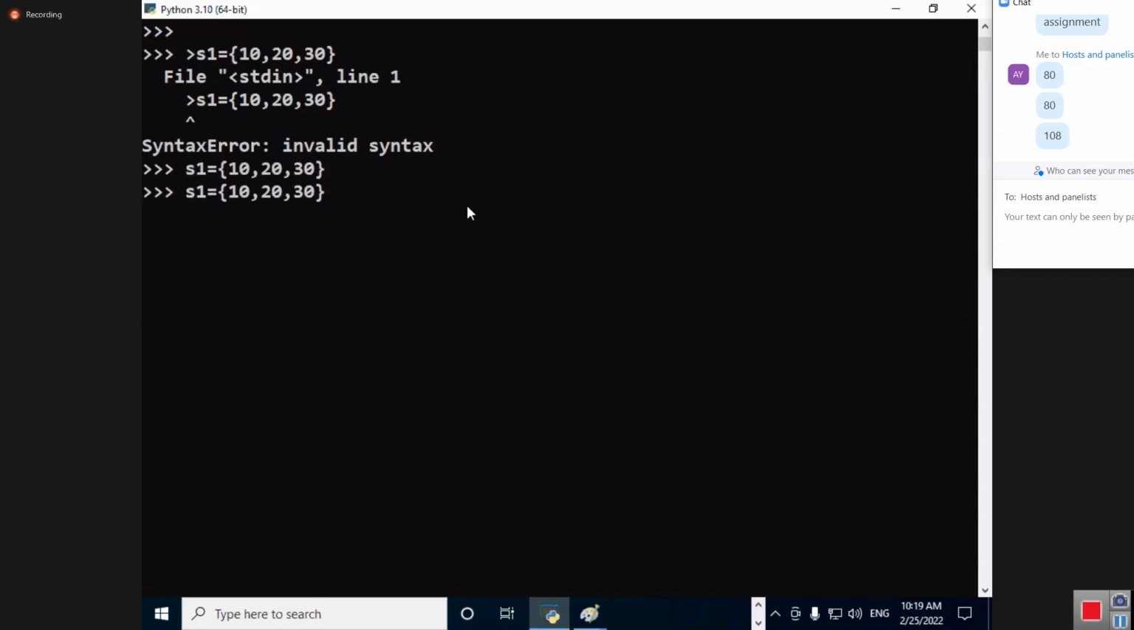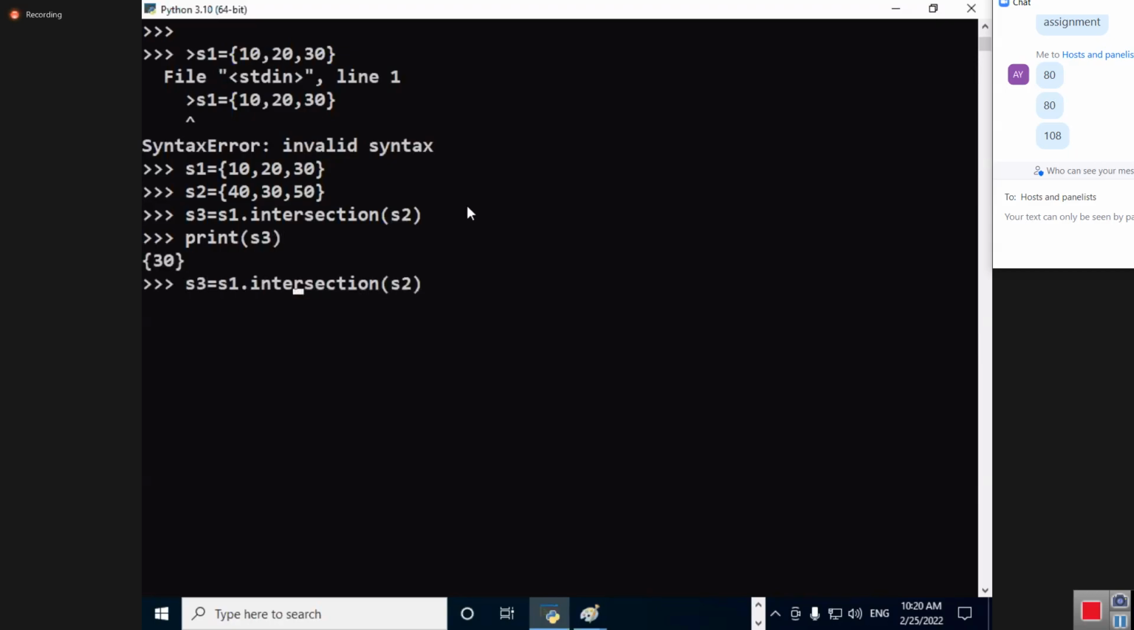S2 is equal to 40, 30, 50. This is my example. Print of S1. Okay, directly I will write it. S3 is equal to S1 dot intersection of S2. Print of S3, 30.